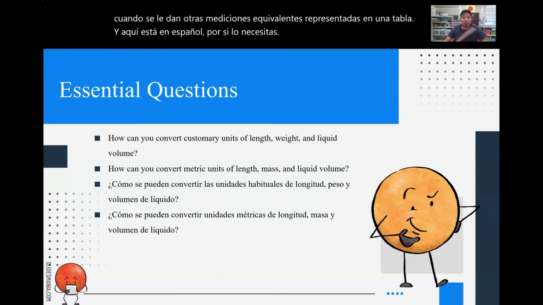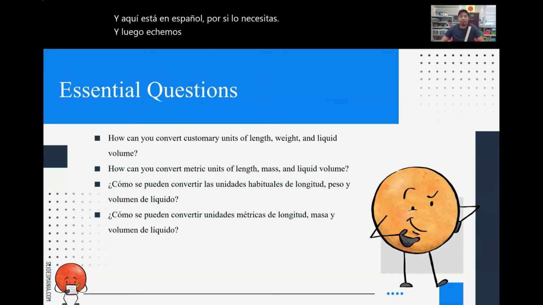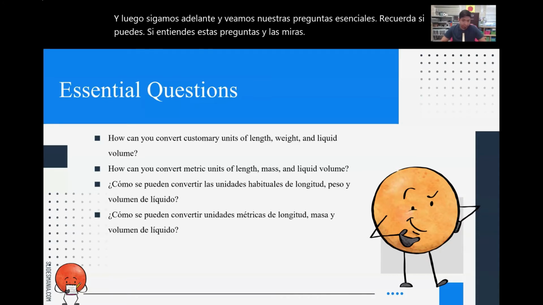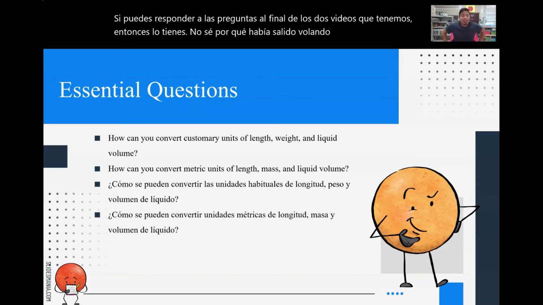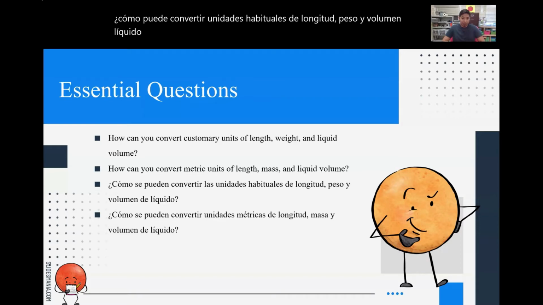And then let's go ahead and look at our essential questions. Remember, if you can answer the questions by the end of the 2 videos that we have, then you got it. Okay, so how can you convert customary units of length, weight, and liquid volume? How can you convert metric units of length, mass, and liquid volume?